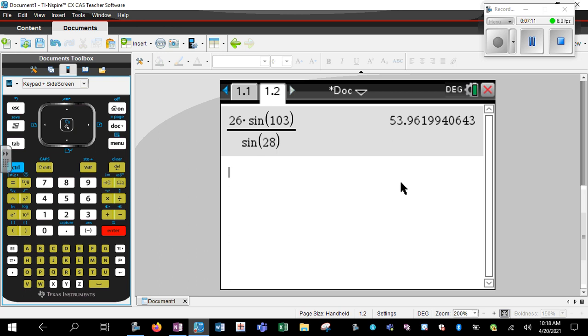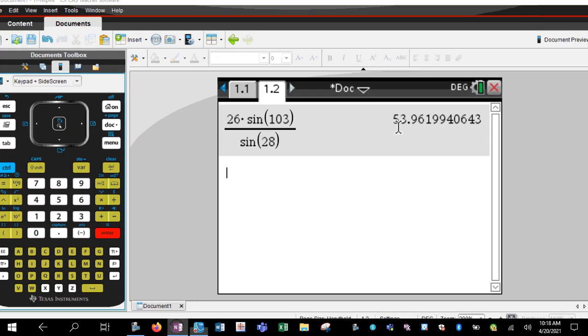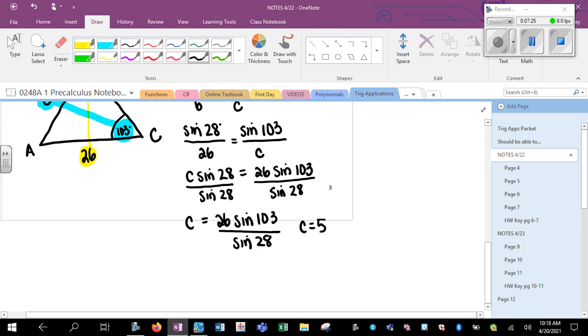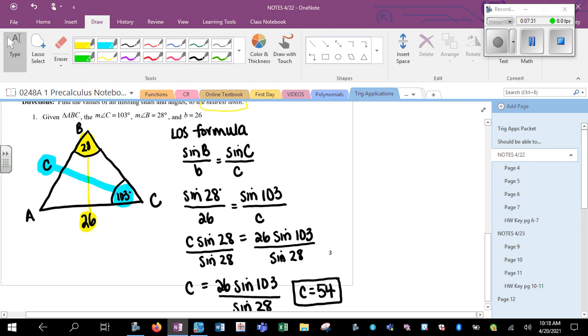We're going to round our side to the nearest tenth. Looks like the 6 bumps the 9, which bumps the 3. So side C has a length of 54.3. So that's my first piece of information in my triangle. The next piece of information is anything to do with angle A and side A.